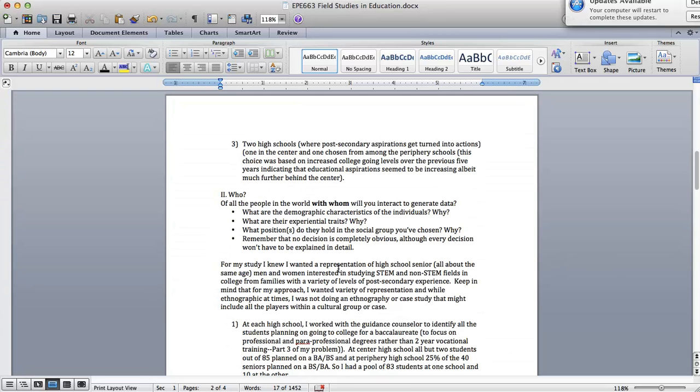So for my approach, I knew I wanted a variety of perceptions and experiences. You'll see that my research is ethnographic at times, but I wasn't doing an ethnography or case study, so I wasn't including everybody in a cultural space or in the case. I was picking students for very specific reasons.